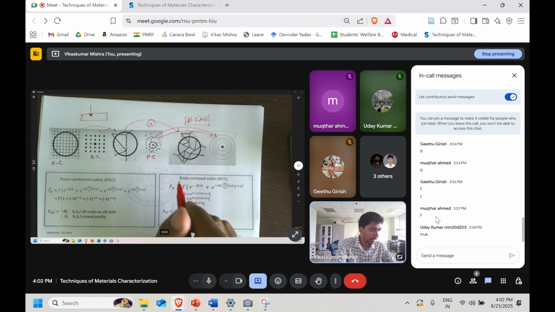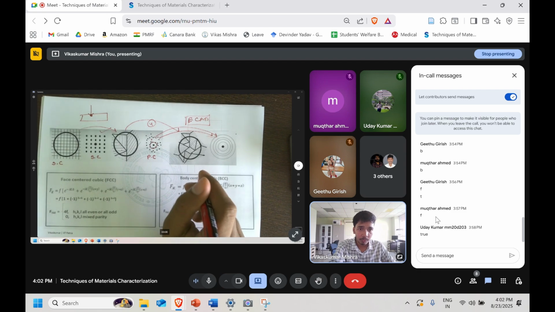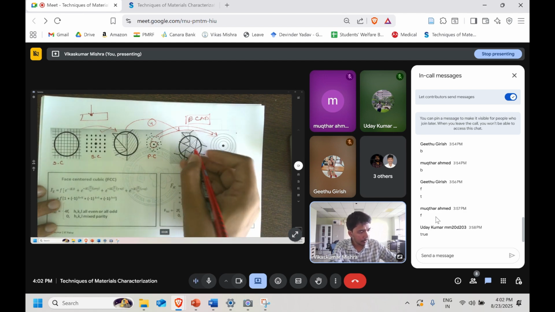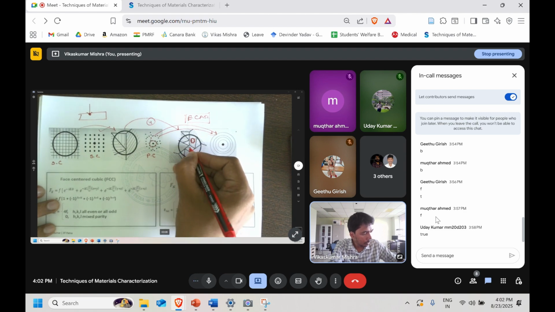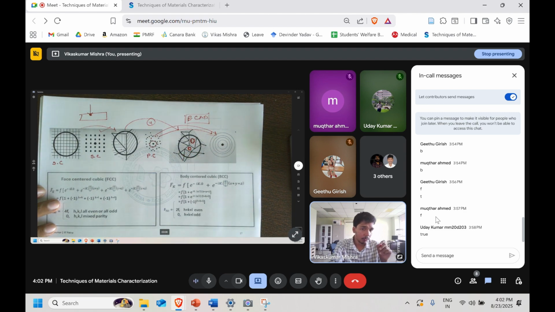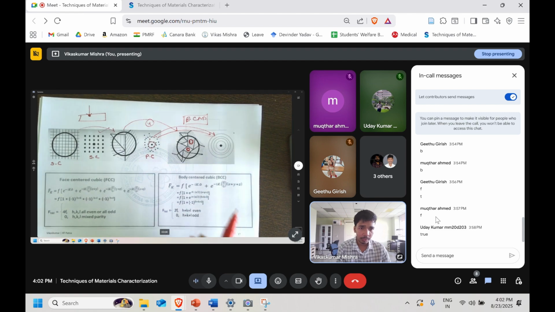Now, for example, let's say that I am not interested in the ring pattern. I want a diffraction pattern more or less like the single crystal. In that case, what will you do? You will make sure that you focus on one of the grains. You will select the area in such a way, and this is what we call the selected area diffraction pattern. You will select the area, and now you will form the diffraction pattern only by using that particular selected area.